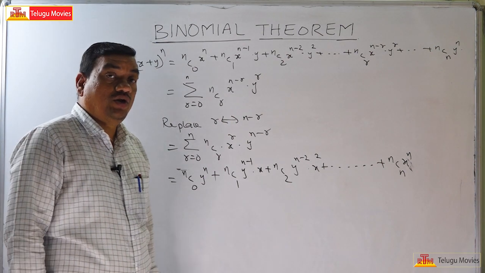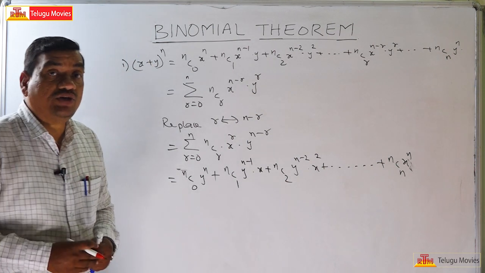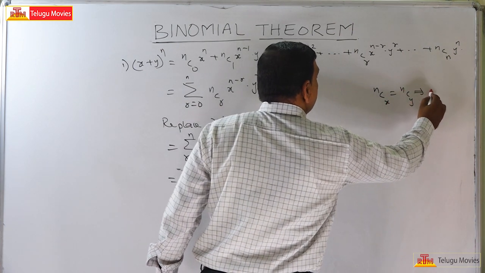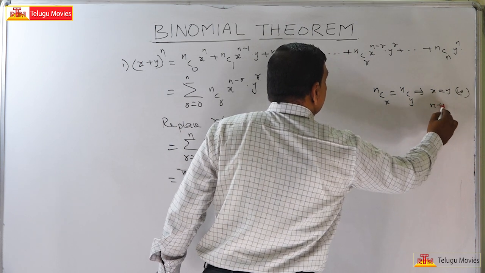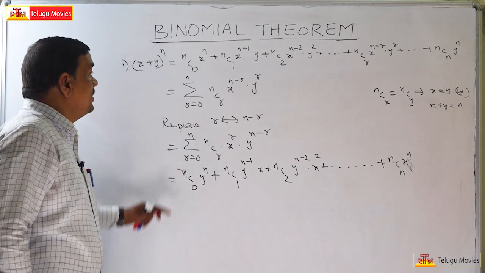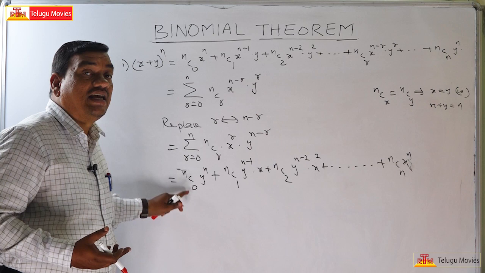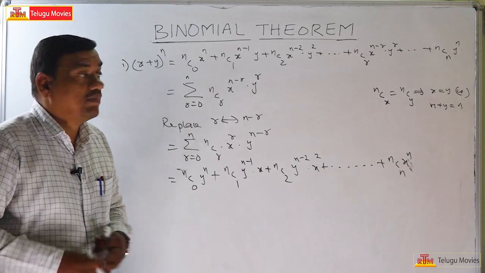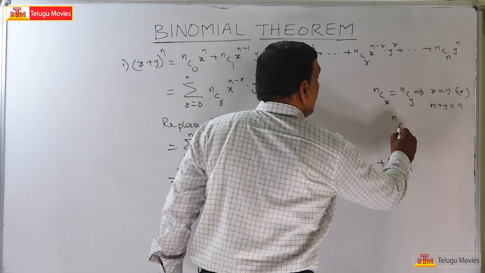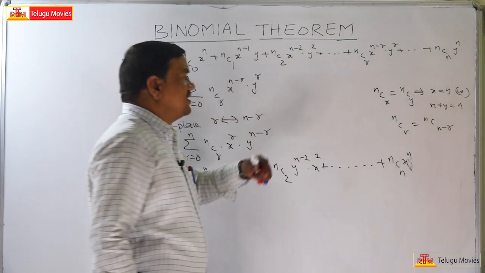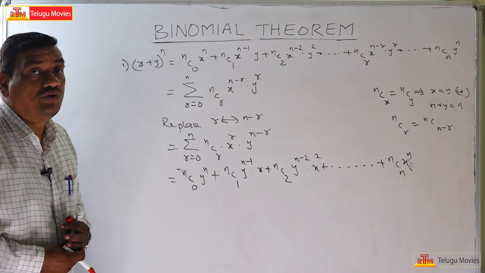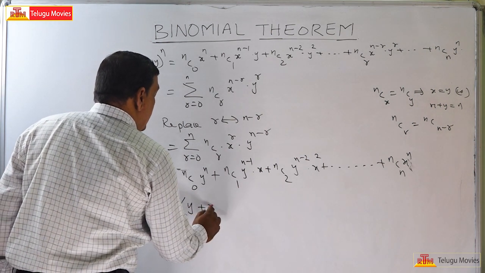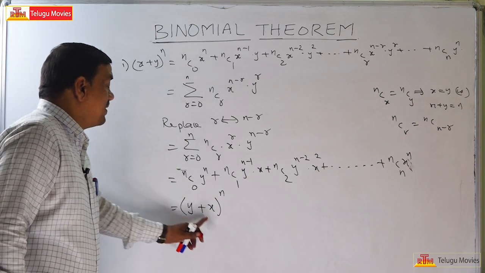Now we know, from the permutations and combinations chapter, that nCx is equal to nCy. This implies either x is equal to y or x plus y is equal to n. That means in place of nC0, you can replace it with nCn, and in place of nCn, you can replace it with nC0, according to that formula. That means here nCr is equal to nC(n minus r). Both are the same thing, so you can also write nCr is equal to nC(n minus r). If you replace that, you will get this expansion as (y plus x) whole to the power of n.